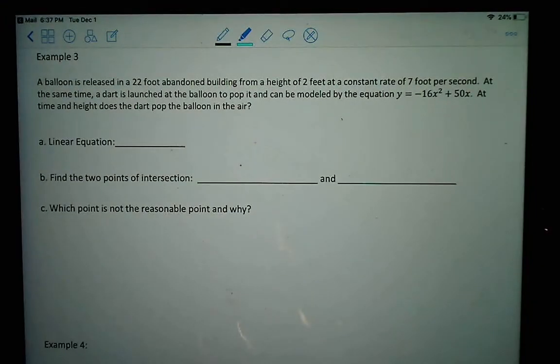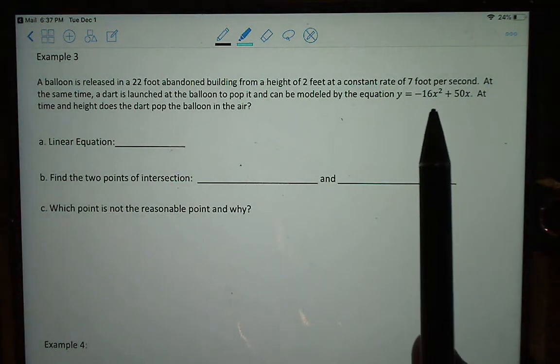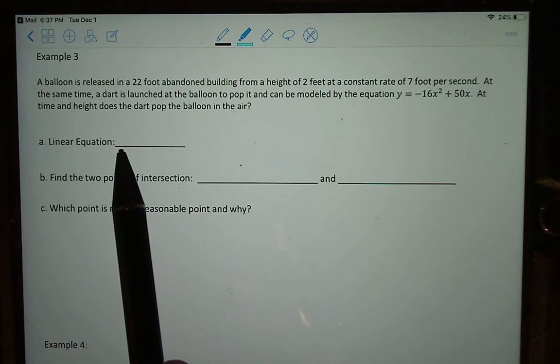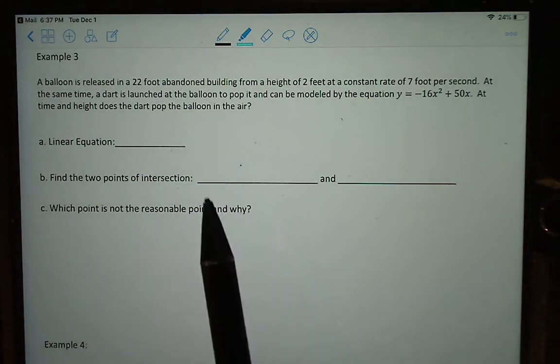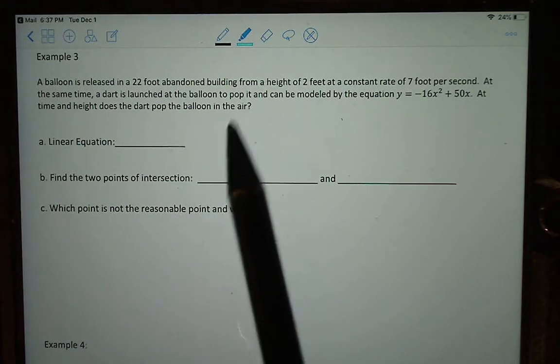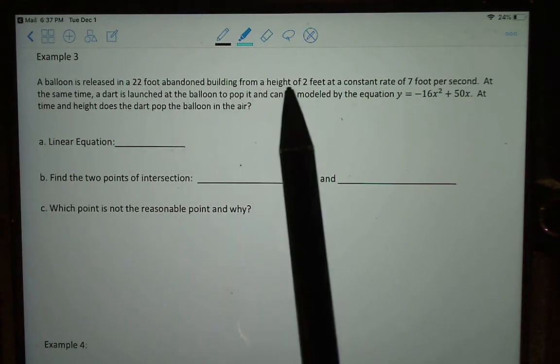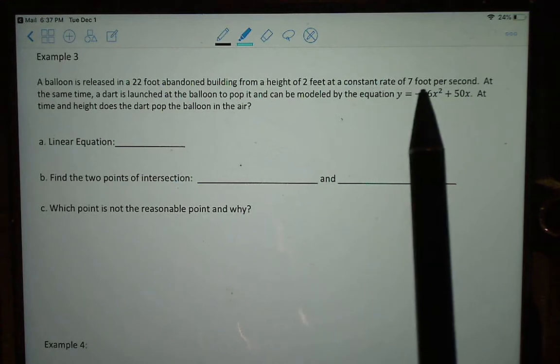So example 3, again, it's more reasonableness. It's a little different because this time we're giving you the quadratic here already done. We want to figure out the linear part of this. And normally I would do this backwards, where I do this first and the other one second, but I like to work backwards sometimes on these. But we do know a balloon is released in a 22-foot abandoned building at a height of 2 feet at a constant rate of 7 feet per second.